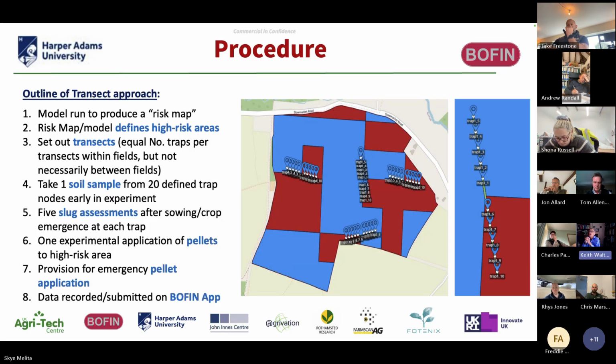Once those are set up, we take one soil sample from every second trap in that transect, and therefore we get 20 soil samples from precisely defined trapping nodes very early in the experiment. Those soil samples are returned to us at Harper Adams. Boffin colleagues will be organising that, and we'll start analysing the soil samples to give another set of data for the soil characteristics. Why are we doing that and not just relying on the scans?